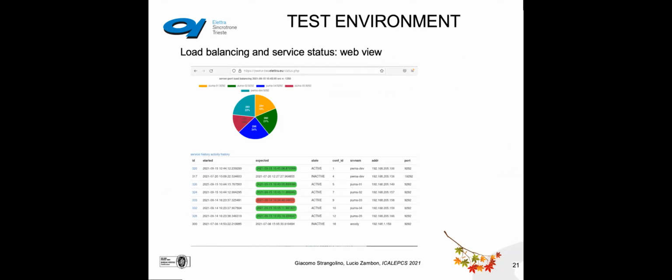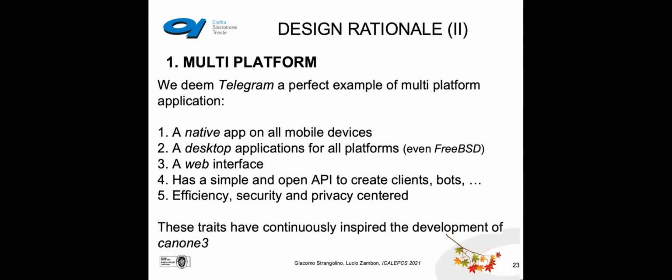So another aspect of the Puma service is the development of native clients. Telegram is another source of inspiration, characterized by its native applications across all mobile platforms, a native web interface, and an open API to create bots and clients. And last but not least, efficiency, security, and privacy.